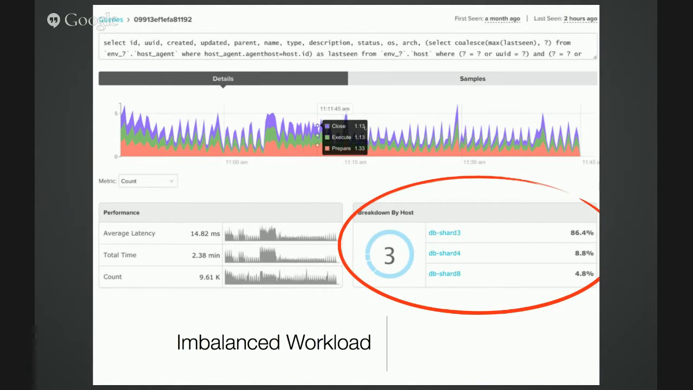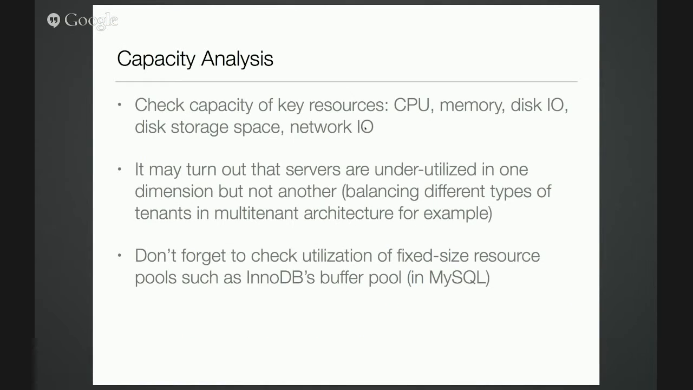Looking at the same screenshot as before, but in this case, we're looking at the breakdown by host of this particular query. We can see that dbshard3 is over 85% of the time consumed by this query. And that's important because it means that dbshard3, compared to dbshard4 and dbshard8, which all run this same query, is very heavily imbalanced. So dbshard3 is getting the lion's share of that. And that might indicate that maybe we can consolidate those other shards into one, or that we should redistribute our shards. We'll take a look at that in just a second when we talk about capacity analysis.